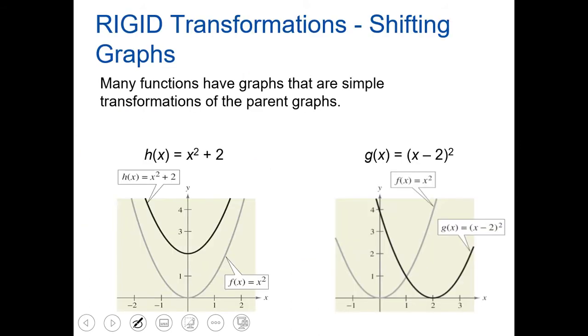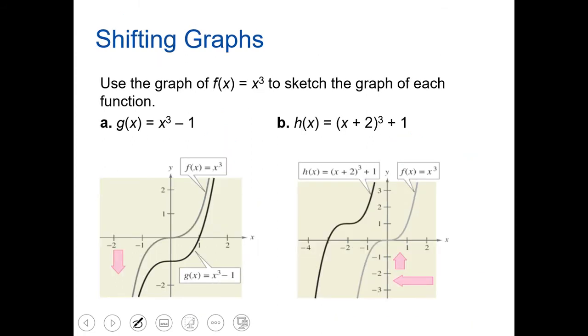Bunch more examples. So again, these are the rigid transformations, which means you are not changing the size or shape. So a big plus 2 means move it up 2. A minus 2 inside of the squared, inside of the parentheses, means you're going to move it 2 to the right. Here you have the cubic function. So a minus 1 means you're moving it down 1. In question B, this here means left 2 and up 1.